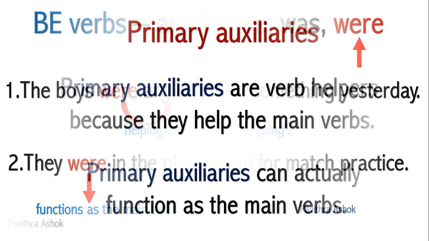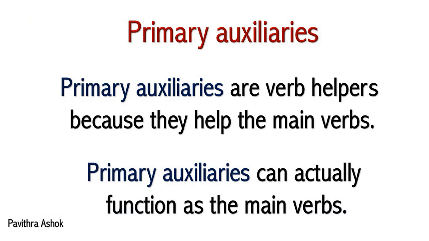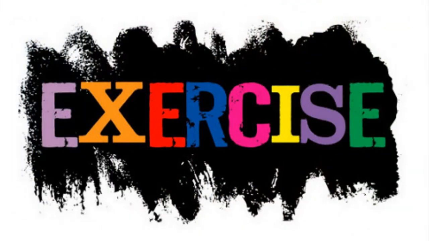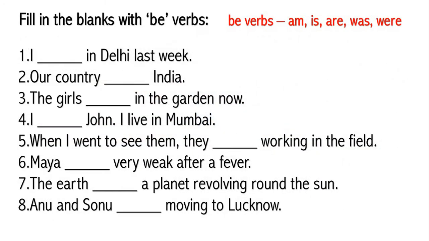Students, now definitely you will understand the meaning of these sentences. Primary auxiliaries are verb helpers because they help the main verbs. Primary auxiliaries can actually function as the main verbs. I hope you all have understood helping verb or auxiliary verb be verbs. And I know you all are ready for the exercise. Fill in the blanks with be verbs. Be verbs are am, is, are, was and were. Please pause the video and then write down your answers.